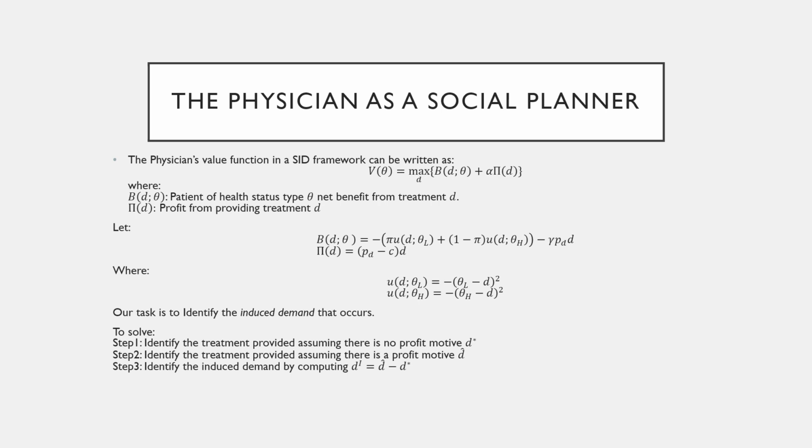Now our task here is to identify the induced demand that occurs. So we're going to, again, follow the same three steps that we had from before. We're going to identify the optimal treatment assuming that there is no profit motive, D star. We're going to identify the optimal treatment assuming that there is a profit motive, D hat, and then we're going to identify the induced demand component, DI, which is going to look at the difference between D hat minus D star.